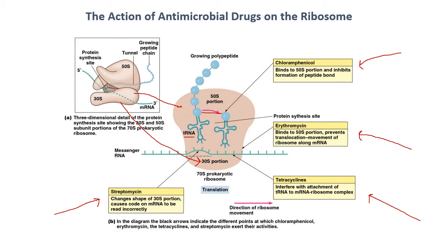So chloramphenicol binds the 50S portion and directly inhibits this peptide bond formation. The streptomycins, we'll look at these examples in a moment, change the shape of this 30S portion and cause the messenger RNA not to be read correctly as it passes through. The tetracyclines interfere with attachment of transfer RNA, that's these guys here, to the messenger RNA ribosome complex, thus preventing the correct reading of the RNA. And erythromycin binds the 50S portion and prevents the RNA translocating, pulling through. It inhibits the cotton threading through the needle, if you will. So chloramphenicol, erythromycin, tetracycline, streptomycin are all examples of different ribosomal acting antibiotics.